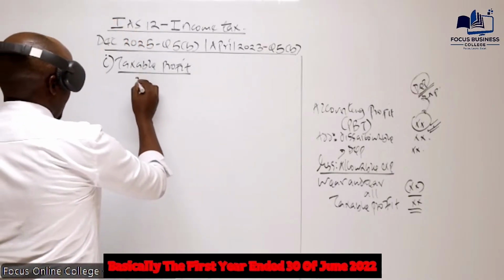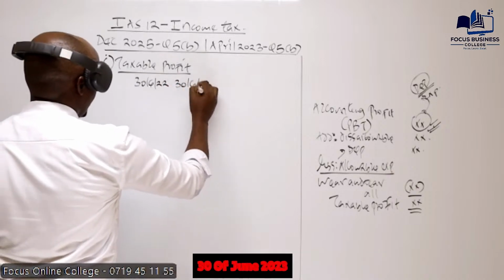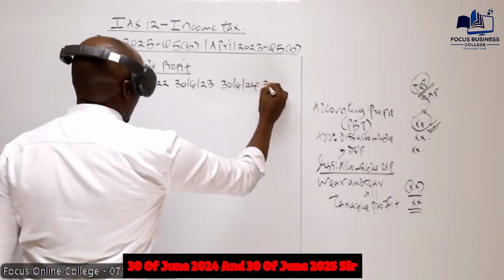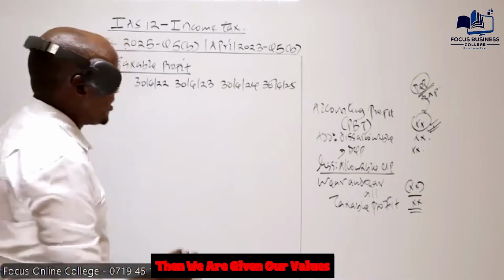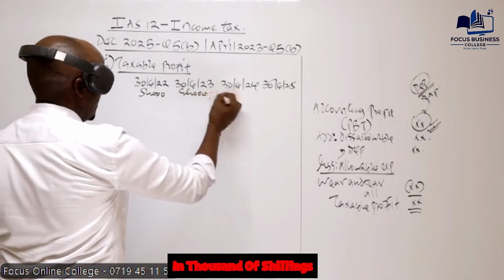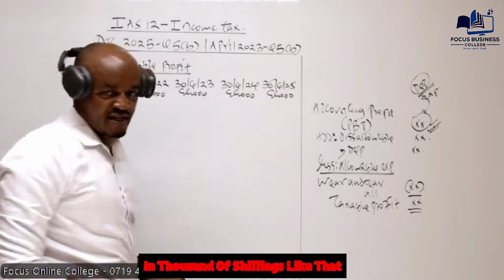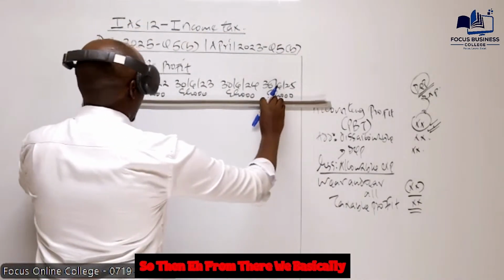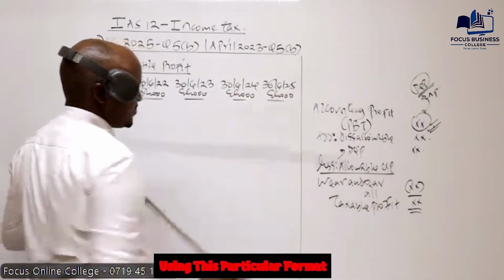And actually, we need to compute this for 4 years. Basically, the first year ended 30th of June 2022, then 30th of June 2023, 30th of June 2024, and 30th of June 2025. Then our values are given here in thousands of shillings. So from there, we basically compute the taxable profit using this particular format here.